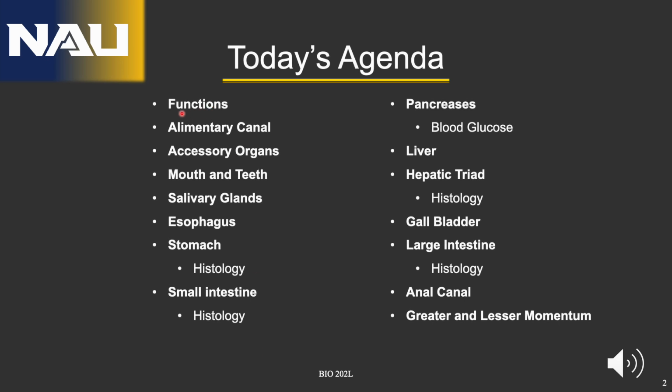Today we will cover the key components of the digestive system. We'll start with the functions of the system and then move on to the alimentary canal, which includes the mouth, teeth, esophagus, stomach, small intestines, large intestines, and anal canal. We will discuss the histology of the stomach and small intestine in detail. Next, we'll explore the accessory organs, including the salivary glands, pancreas, liver, gallbladder, and the greater and lesser omentum. We will then delve into the liver and its hepatic triad, including a look at its histology.